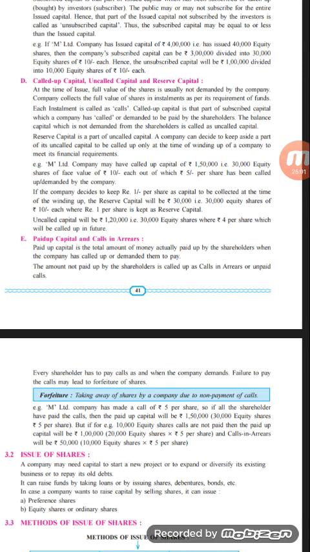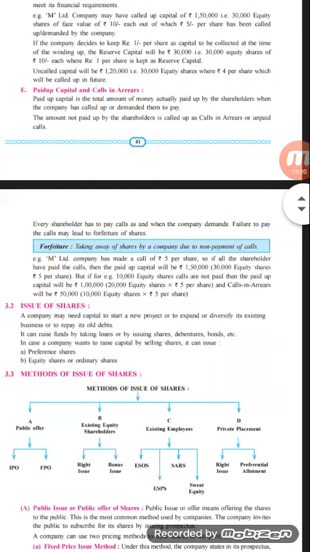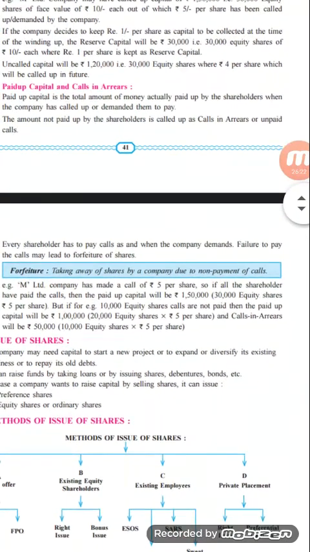Uncalled capital of rupees 1,20,000, that is 30,000 equity shares of rupees 4 each, will be called at the time of future requirement. So that is known as called up capital, uncalled capital, as well as reserved capital. Let us see the next concept, that is the paid up capital and calls in arrears.